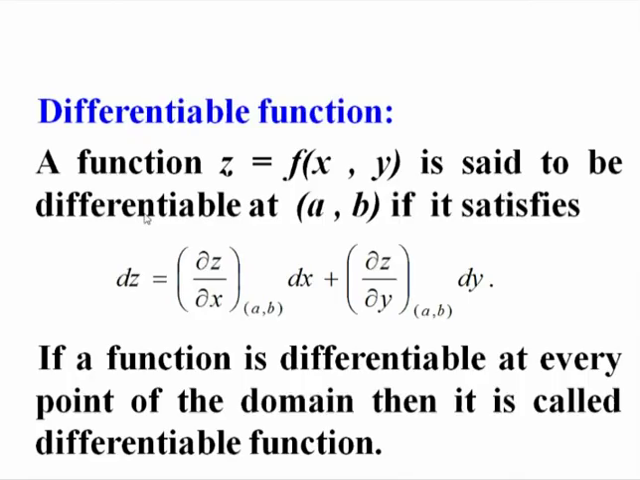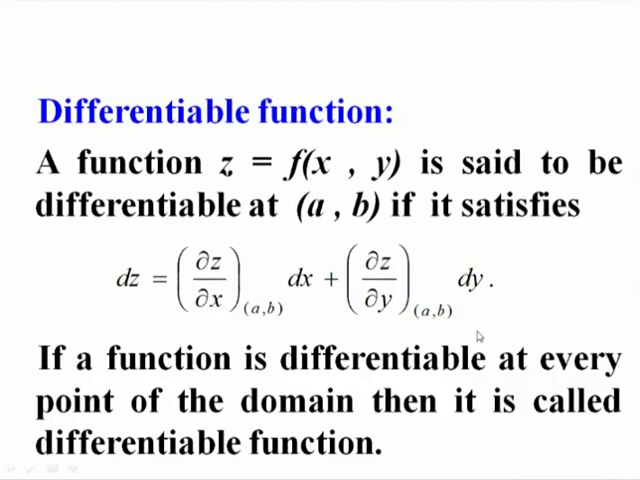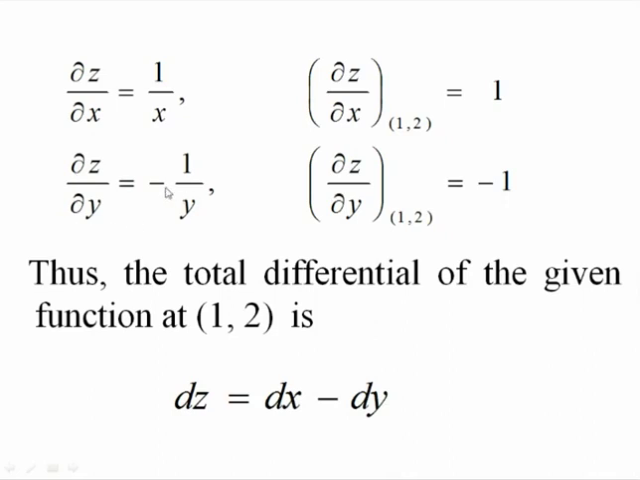Similarly, if we find del z by del y at the point 1, 1 of the function log x by y, del z by del y is the partial differentiation of log x minus log y. The partial derivative of log x with respect to y is 0, and the partial derivative of log y is 1 upon y. So we get del z by del y is equal to minus 1 upon y. So del z by del y at the point 1, 1 is also minus 1.